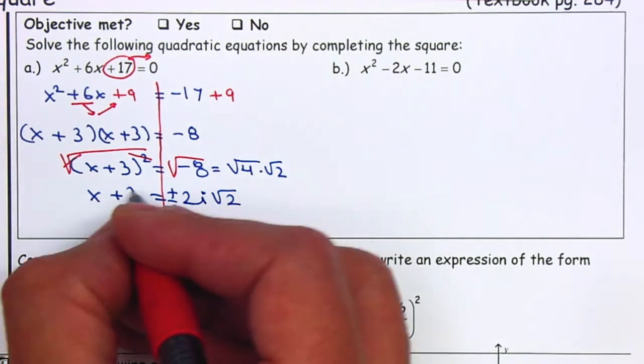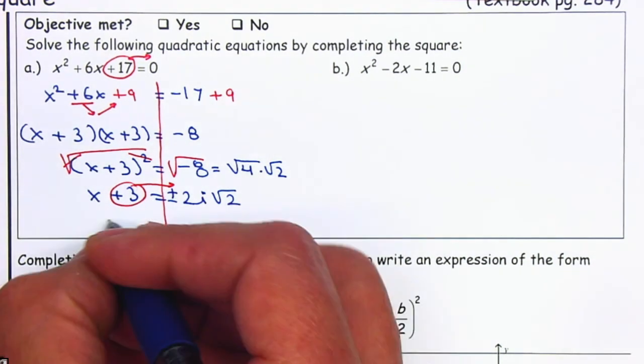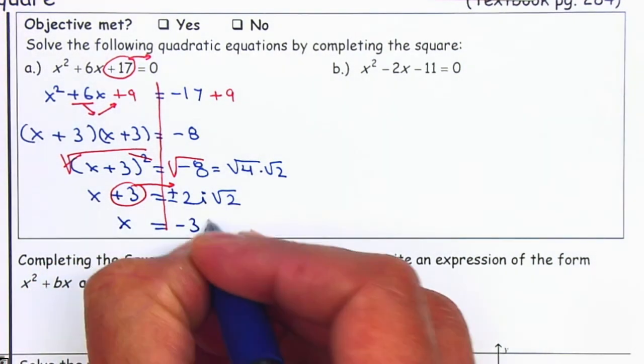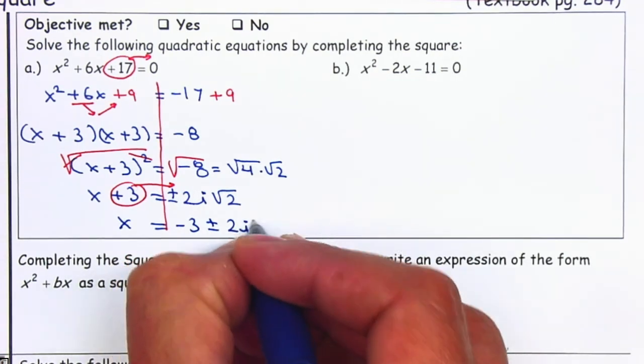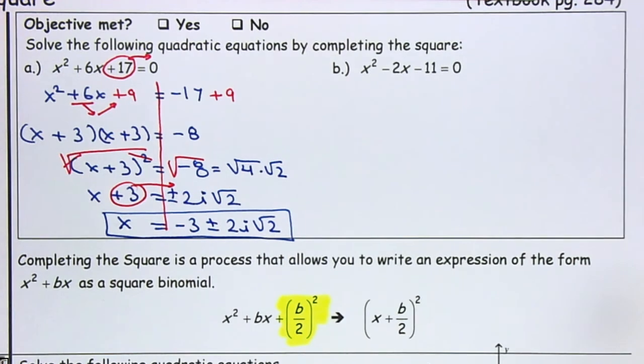The last step is to move the 3 to the right. That's going to become a negative. X is equal to negative 3 plus or minus 2i square root of 2. And that'll be your solution.